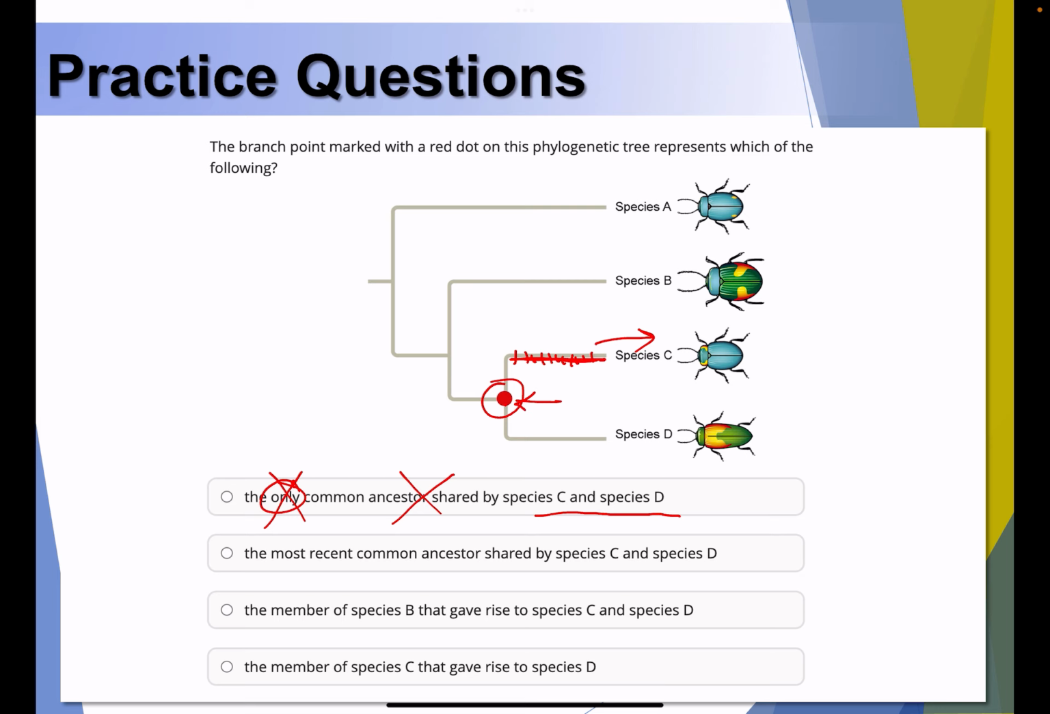The most recent common ancestor shared by species C and D. Yes, because this is the branch point that splits into C and D. So this is a correct statement. Let's see the other two.